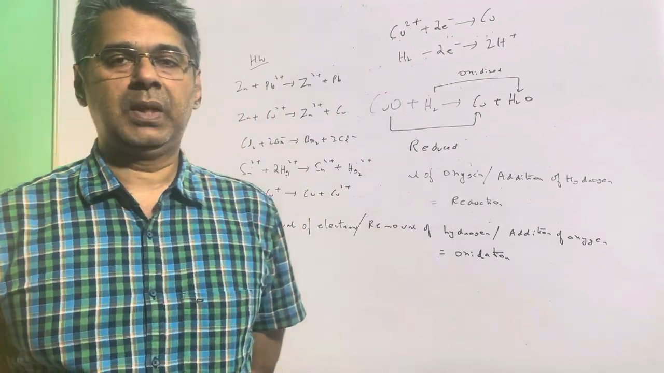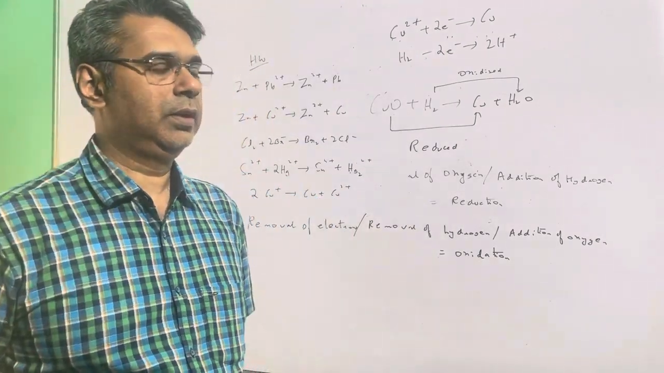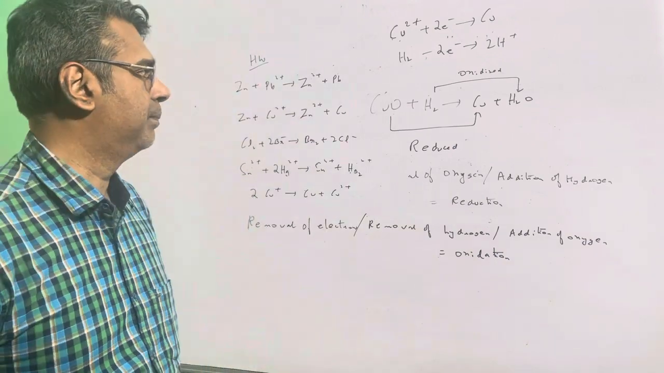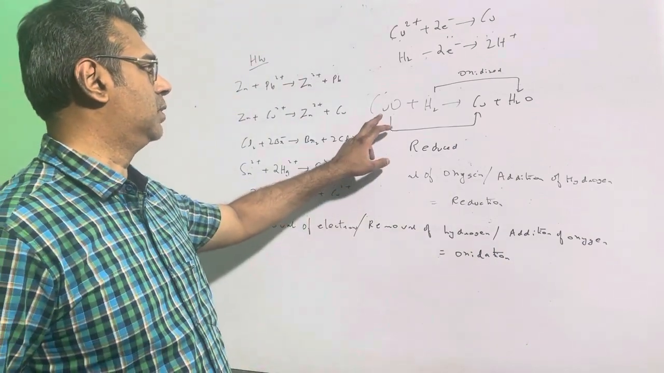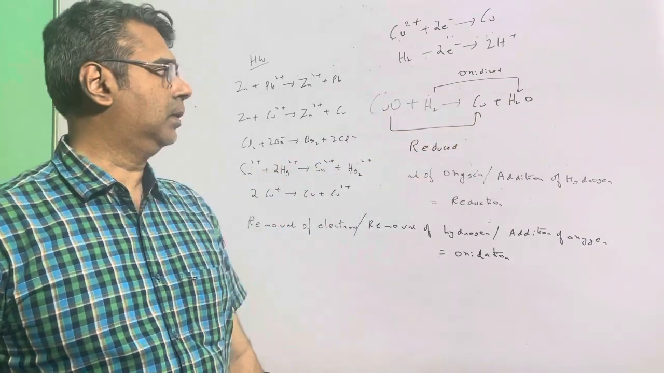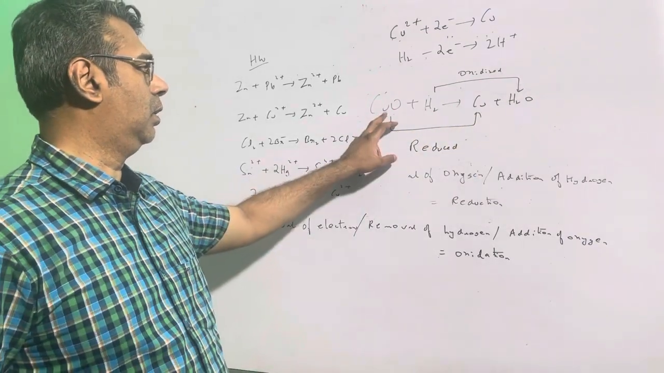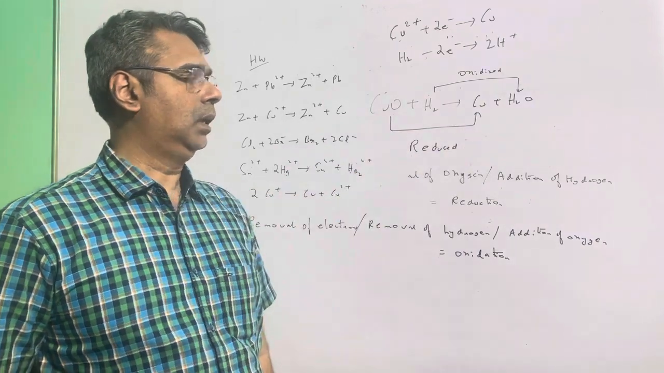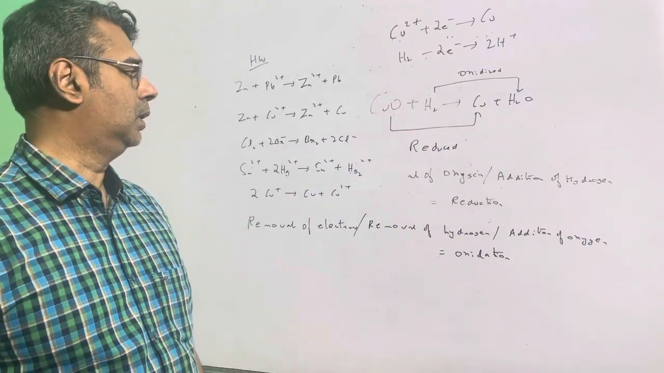Of class 10 chemistry, we are going to discuss redox reactions. So have a look at this reaction: copper oxide plus hydrogen gives copper plus water. In this reaction, copper oxide is getting reduced to copper.